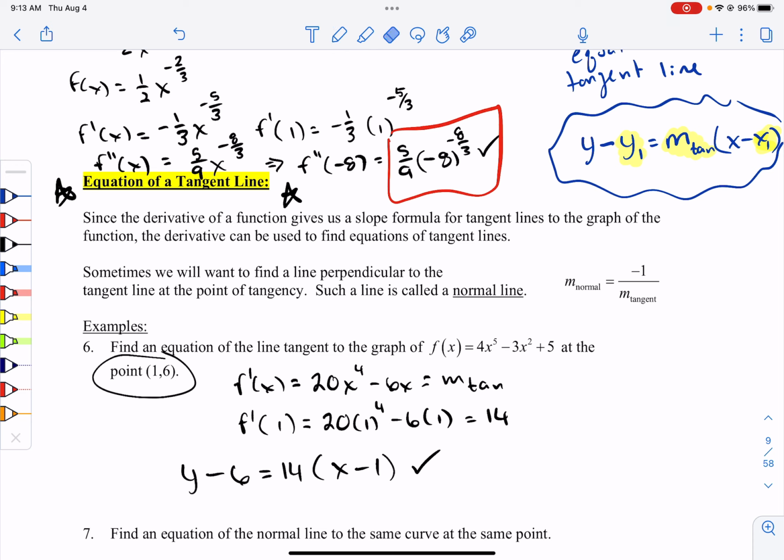Oh, my pen's getting unscrewed. That's what's happening. Okay, here we go. So this becomes y equals 14x. That's negative 14 plus 6. So that's going to be negative 8.